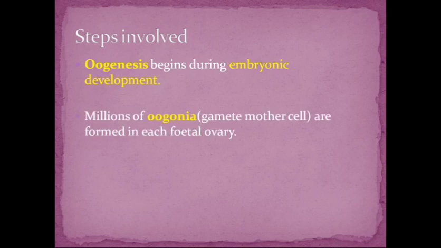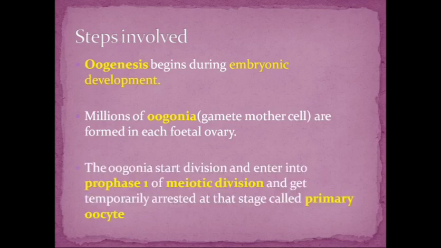Now, millions of oogonia. When we discussed spermatogenesis, we saw that spermatogonia are the male germ mother cells. Here, oogonia are the female germ mother cells or the gamete mother cells. These oogonia are formed in each fetal ovary. What does it mean? Inside the ovary of the fetus, when the fetus is developing inside the mother's womb, at that time itself millions of gamete mother cells or oogonia will be formed.